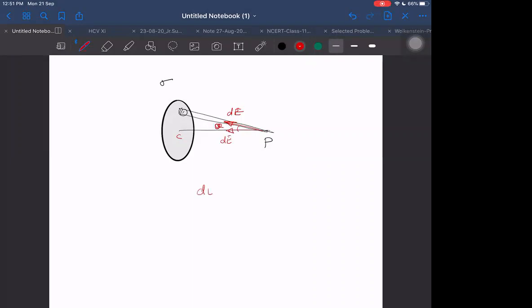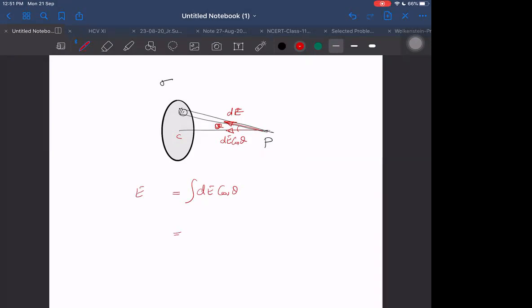So what should I integrate? I should just integrate dE cos theta. Don't integrate dE total. Vector integration will always be taken component-wise. So we have to integrate dE cos theta only. Why are we integrating dE cos theta? Because finally it's along the center only, the direction towards the center.